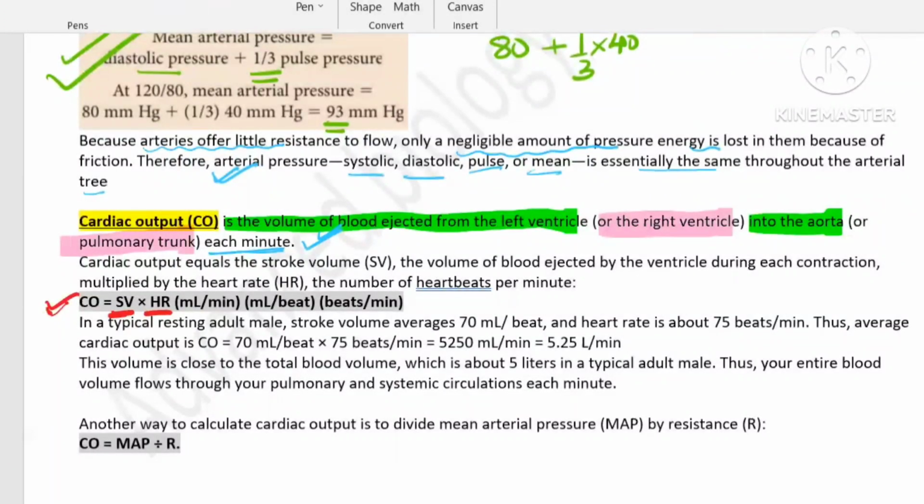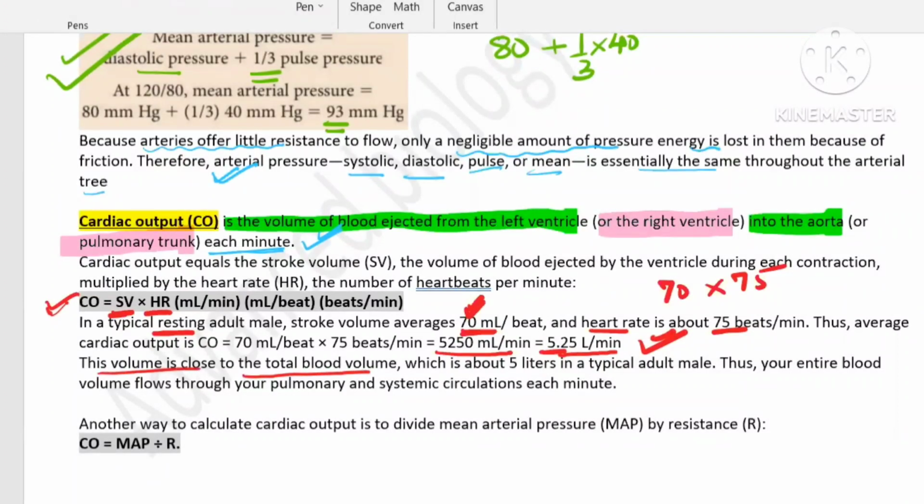For example, if you see a person in the resting condition, we are finding that the stroke volume is 70 and heart rate is 75. You can do this calculation: 70 into 75 will come to 5250 ml per minute, or you can say 5.25 liter per minute. Is it clear?